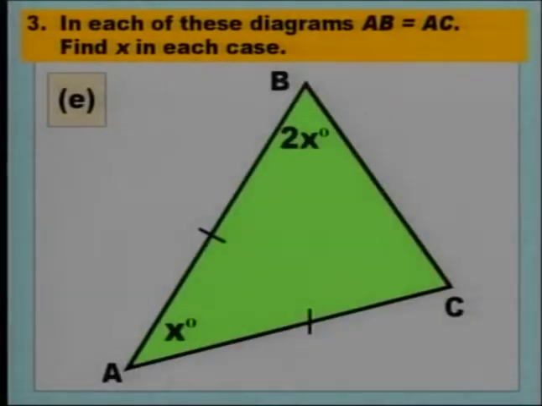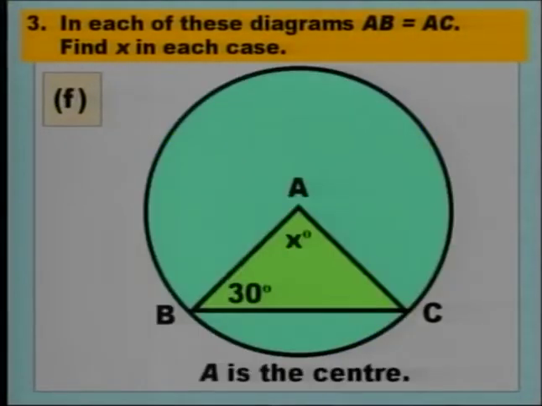Letter E, Andrew? X is equal to 36 degrees. X is 36 degrees, therefore? 2x is equal to 72 degrees. Okay, 2x is 72 degrees. All right, the next five people will come and explain those questions on the board.